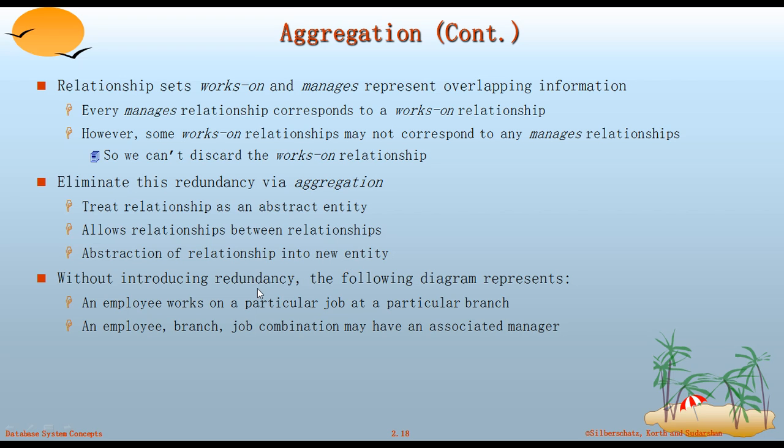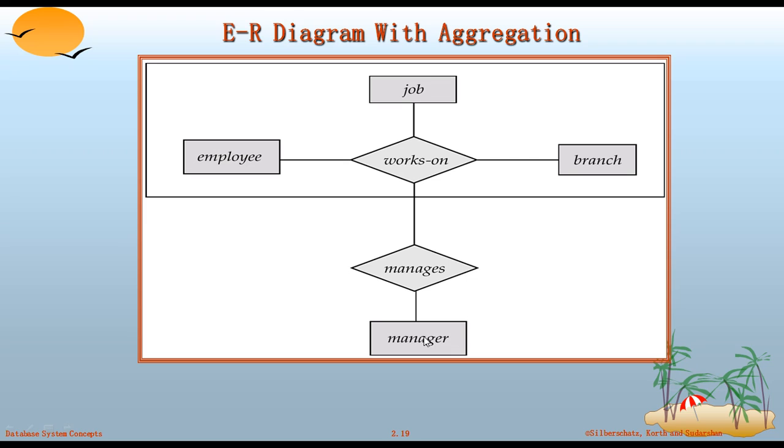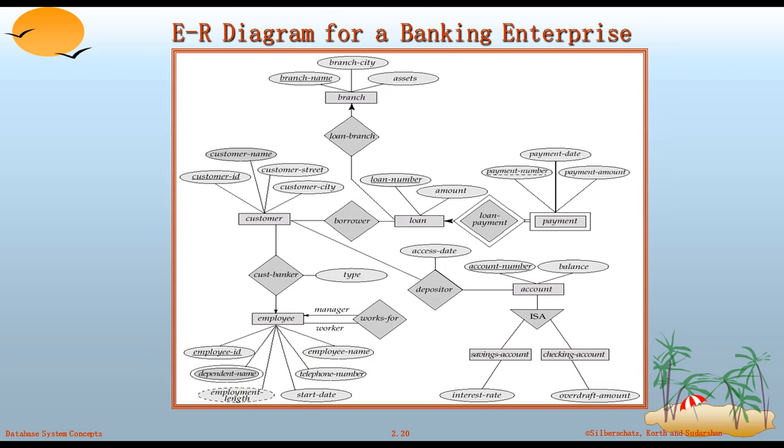Without introducing redundancy, the following diagram represents that an employee works on a particular job at a particular branch. An employee, branch, job combination may have an associated manager. So it will be aggregated into a higher level entity, and then it will have the relationship manages with manager. This is an example of an ER diagram for a banking enterprise, a complete look at a banking enterprise having different entity sets and their relationships.